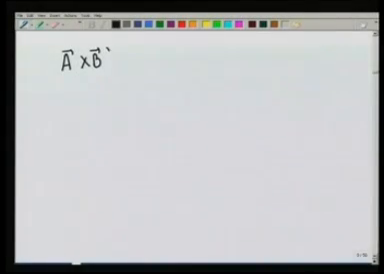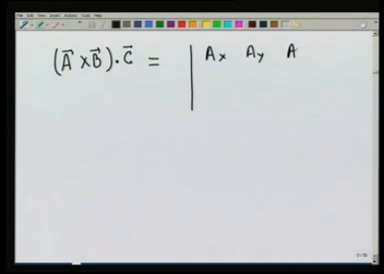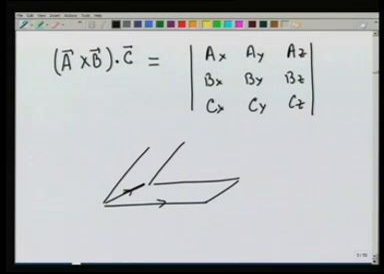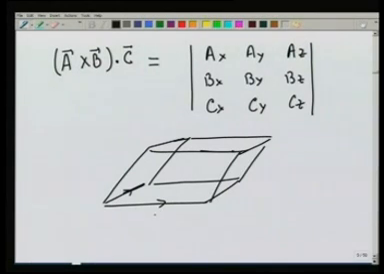Next, we look at A cross B dotted with C. This I leave for you to show is the determinant with rows AX, AY, AZ, BX, BY, BZ and CX, CY and CZ. Its value is equal to this, and this has a geometric interpretation: if I form a parallelepiped by vectors A, B and C, it is the volume of this parallelepiped. So, that is the geometric interpretation.